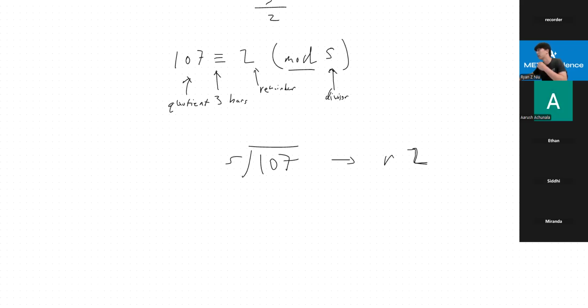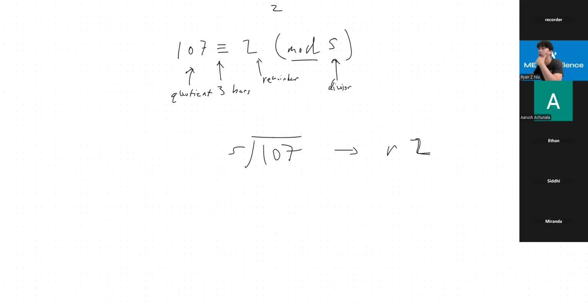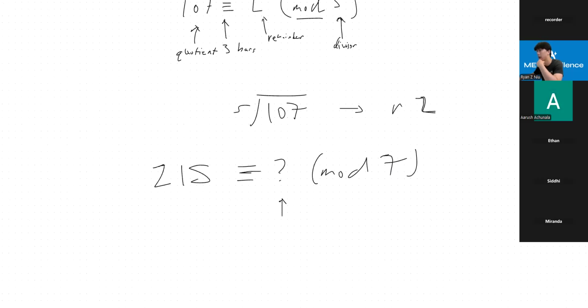So let's do some practice. Let's say we have the number 215, and I just want you guys to find the value of this question mark. I'll give you a couple of minutes to think about that, and then I'll go over it. If you have an answer, feel free to DM me or Arush, and we can tell you if you're right or not.